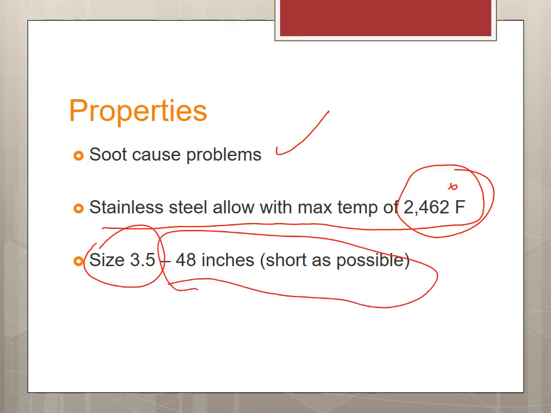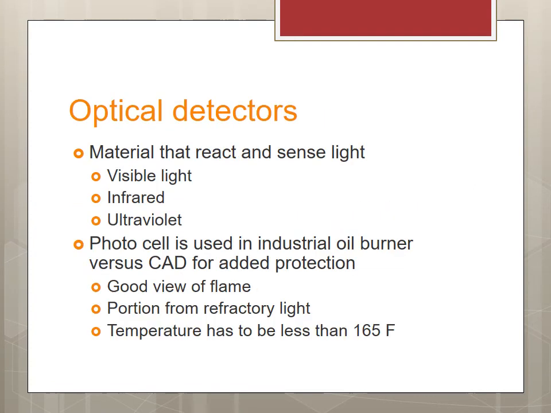Size, they can vary from 3.5 inches all the way to 48 inches. And we want them as short as possible. Again, for convenience, and also because remember we want it to be engulfed inside the flame envelope. So the 3.5 you will probably find in a small residential gas burner. Okay, this is one type. It's the flame rod, which is also called the rectification system.